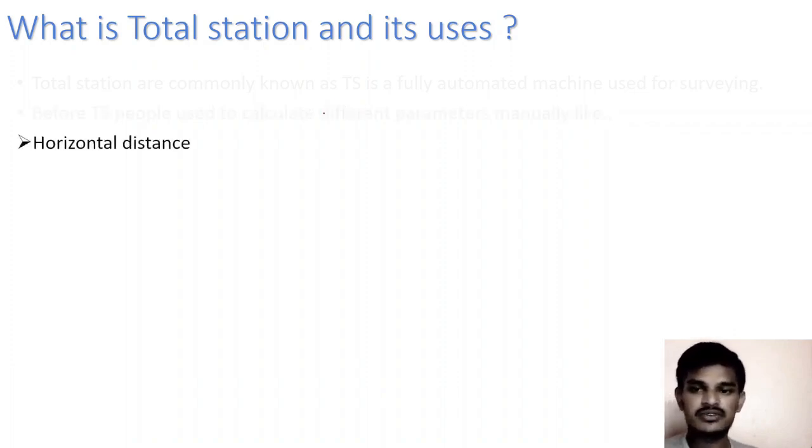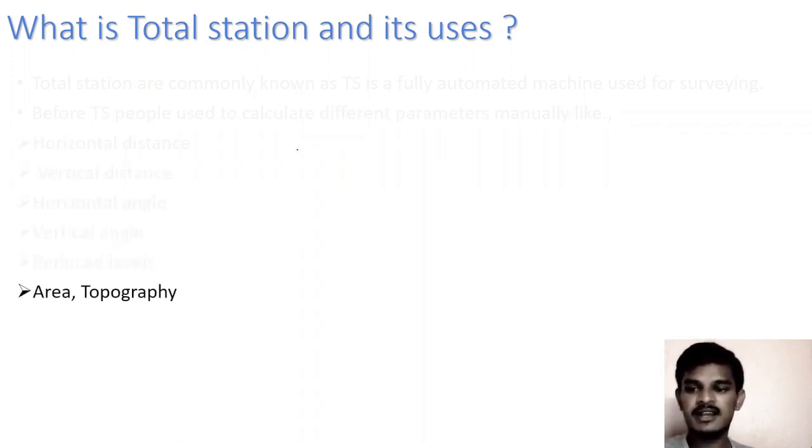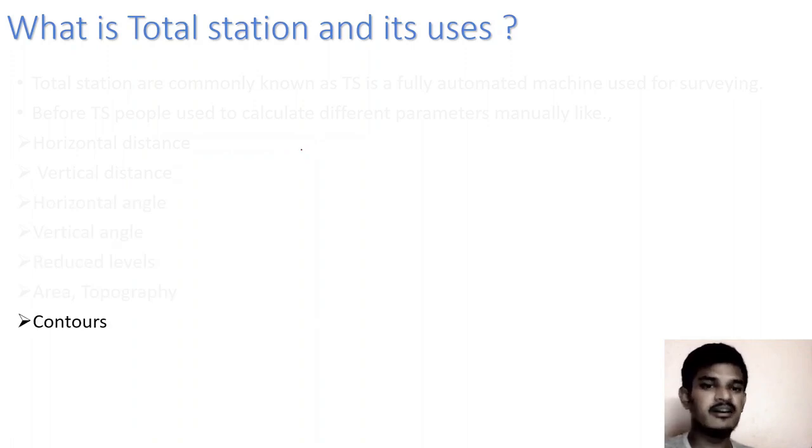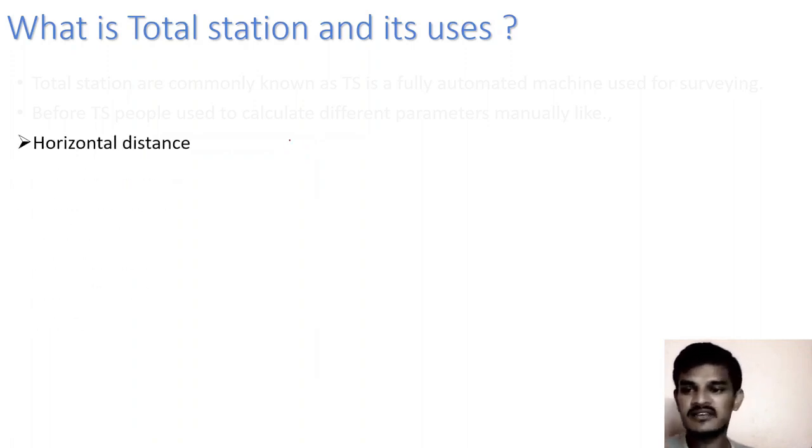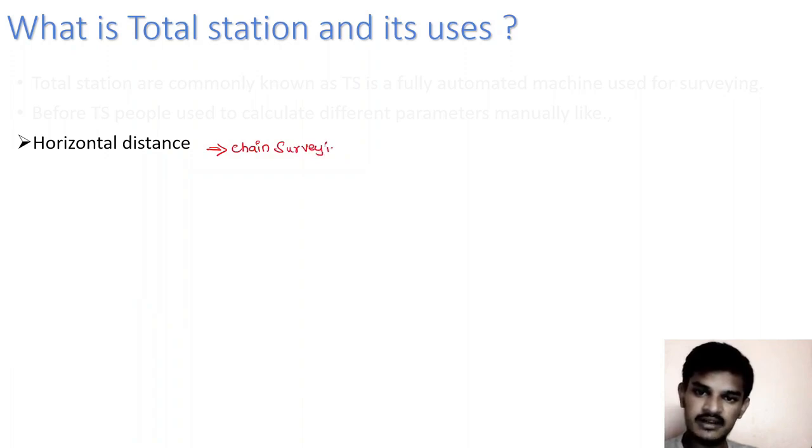and we can generate the drawings accordingly, right? Generally we used to calculate the horizontal distance, vertical distance, horizontal angles, vertical angles, reduced level, and area, topography, contours, everything manually, right? For horizontal distance, we did horizontal distance measuring by means of chain surveying, and we have also taken help of tachometry to calculate the horizontal distance.